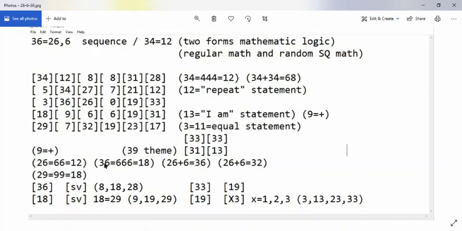You got 36 is equal to 666, and that's equal to 18, right? So it's pretty logical. 26 plus 6, that's going to equal 36. So it's very important to understand. This is what we call random sequencing math, but it's just adding sixes.